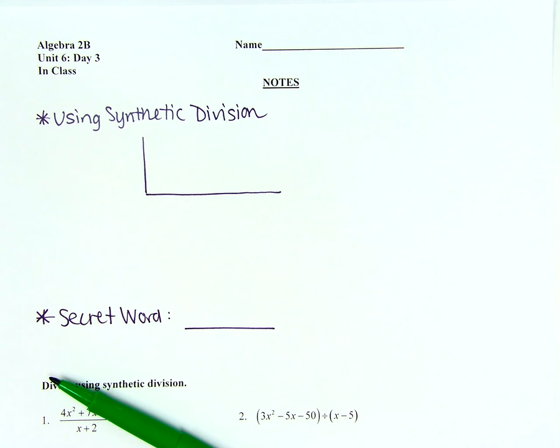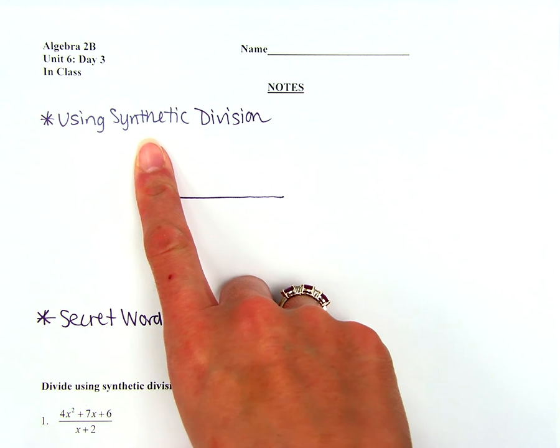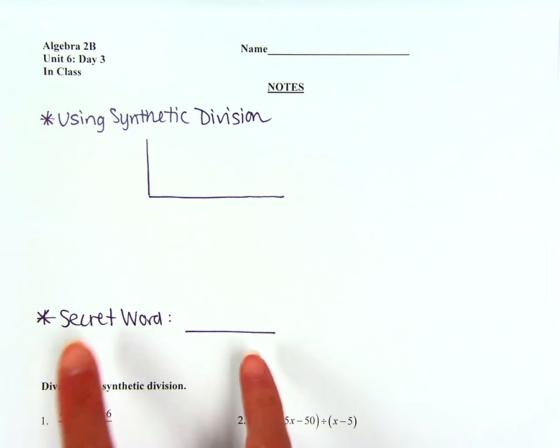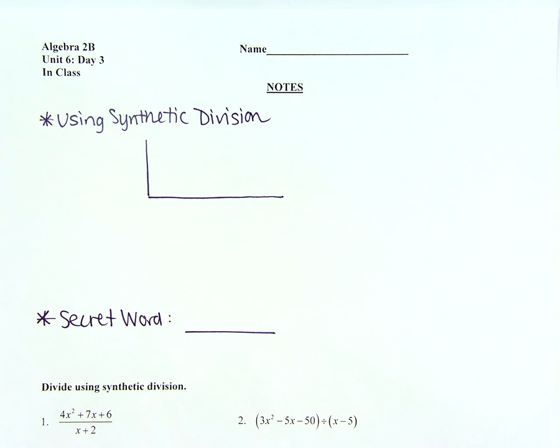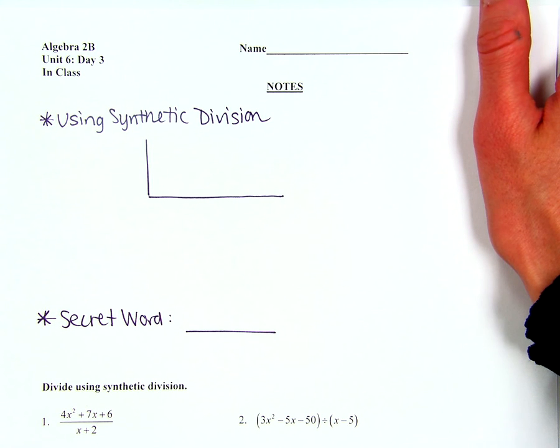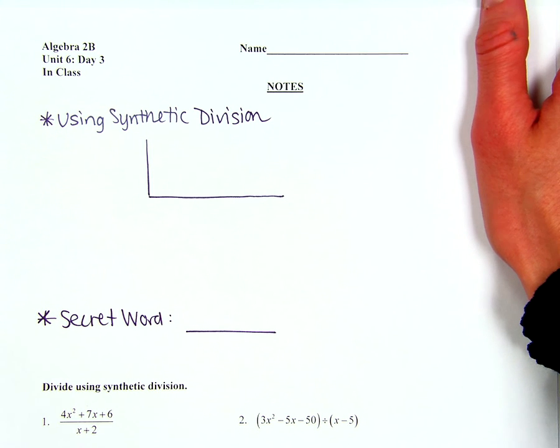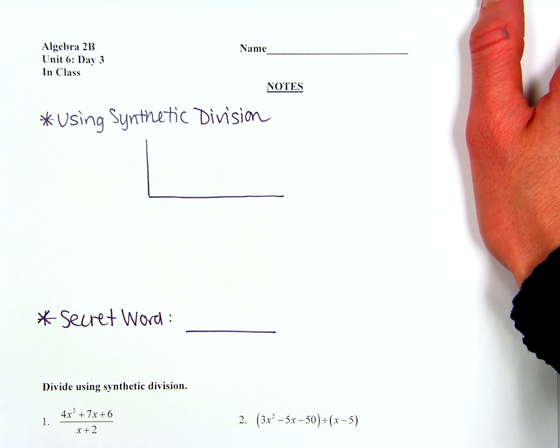Since we've already done addition, subtraction, and multiplication, we are on to division today. And we're going to be using a method called synthetic division. Please make sure that you have the audio on so that you can hear the secret word for today. It's really important that you understand how to do the problems and you're not just copying down the procedures. So make sure you're listening to the descriptions as well.